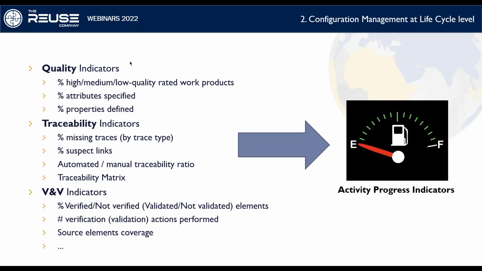And these not only are indicators of change, but also activity progress indicators. So we know by looking into these indicators, if they change, it means that something has changed in one of the elements throughout the life cycle, but also it tells us if we are completing or not the specification or the stage in the life cycle.